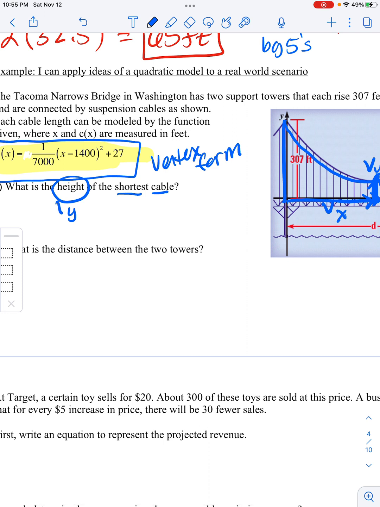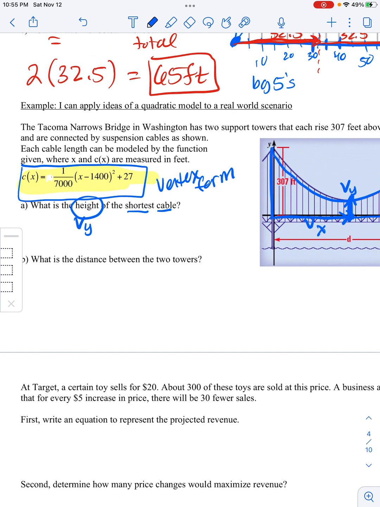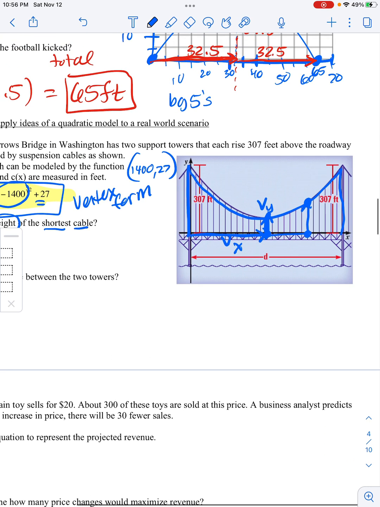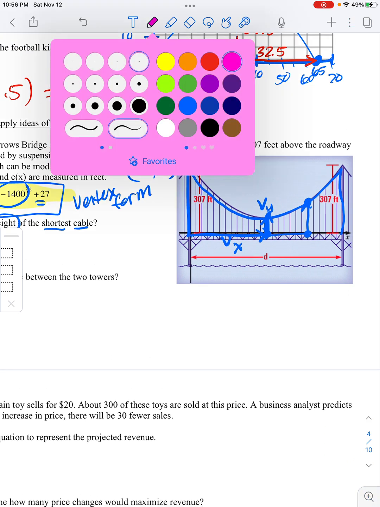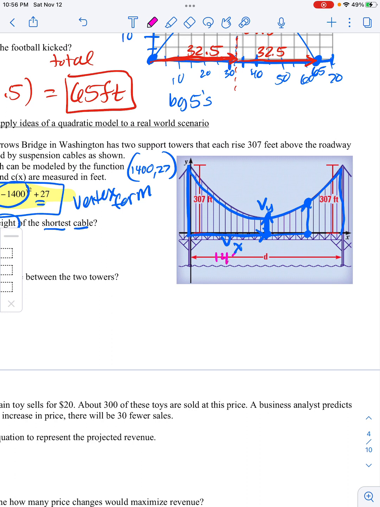So this is asking you for the Y part of the vertex. This is vertex form, so there's no math involved in finding the vertex. We use the opposite of this number, so 1400, and then we use this number as it appears. What that tells me over in my picture is that I go over 1400 feet to get to the middle, and then that cable is the shortest one at 27 feet. That's how I get to that spot.